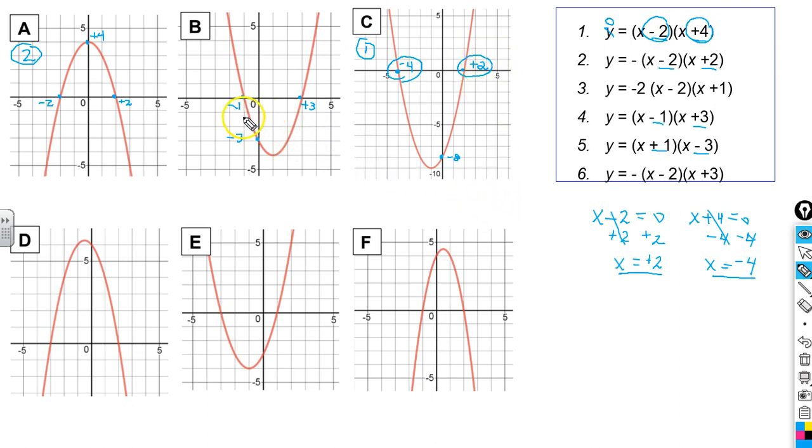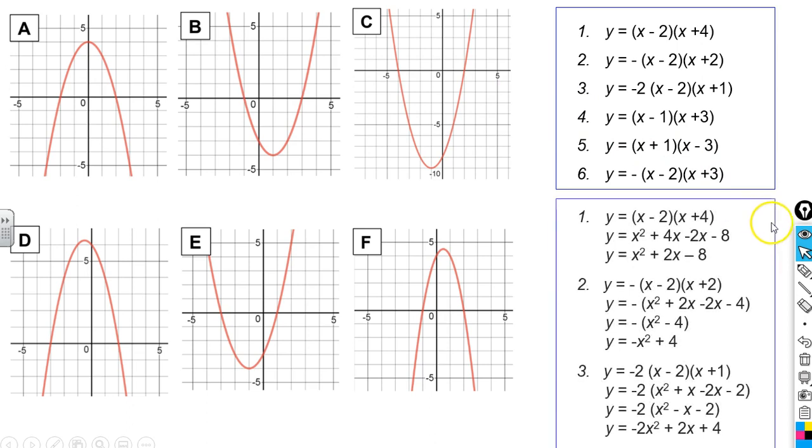And so if we were to look for the same pattern here for B, a negative 1 would be x plus 1. That would be my factor. And a positive 3 would be an x minus 3 as a factor. And so if we look over here, the x plus 1 and x minus 3, that would be the fifth equation. And here, this would be x plus 2 would be my first factor, and x minus 2 would be my second factor. So x plus 2 and x minus 2 would give me equation 2. So we know that these are the three equations that represent these three graphs.